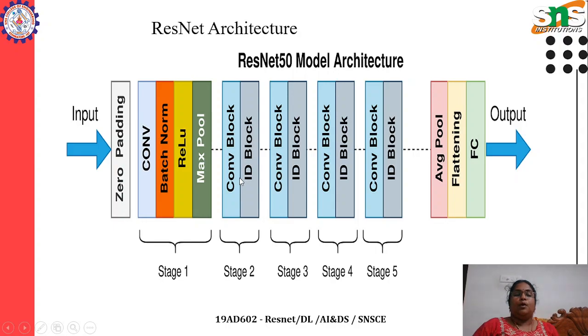We have the convolution block, ID block, convolution block, ID block. Like that, we have stages 2, 3, 4. All these stages have convolution blocks, and stage 5 also has a convolution block. So this continuous block, we say it is a set of residual blocks, or a stack-like architecture of convolution layers present in the ResNet architecture. And it has an average pool, flattening, and FC.